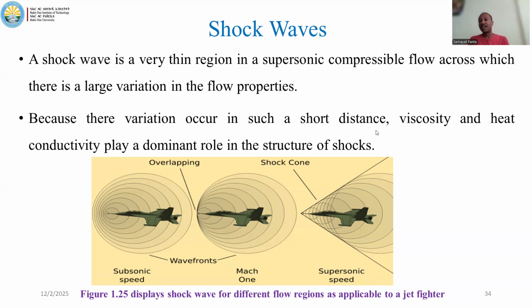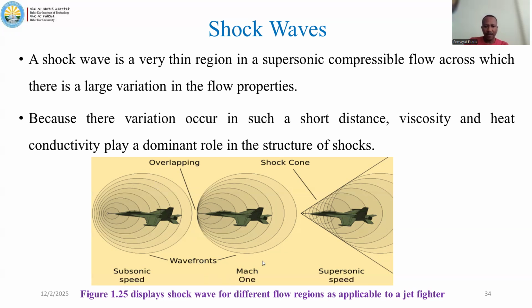Because the variation occurs over such a short distance, viscosity and heat conductivity play a dominant role in the structure of the shock. So look, this is the pattern of sound in subsonic speed. In subsonic speed, you can observe this kind of pattern. This is the point where sound is emanating, and these are the sound waves, circling outward, which are called pressure waves.